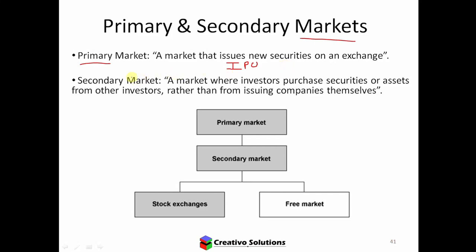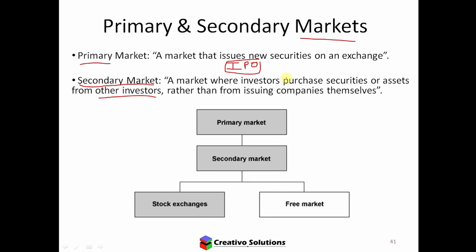The secondary market is where you have existing securities that can be bought and sold on an exchange. Right, so a market where these investors can purchase securities or assets from other investors rather than from issuing companies themselves. Right, so an IPO, obviously there'll be an investment bank there. That investment bank would help assist a company to list on the JSE, or on the New York Stock Exchange, whatever the exchange is.